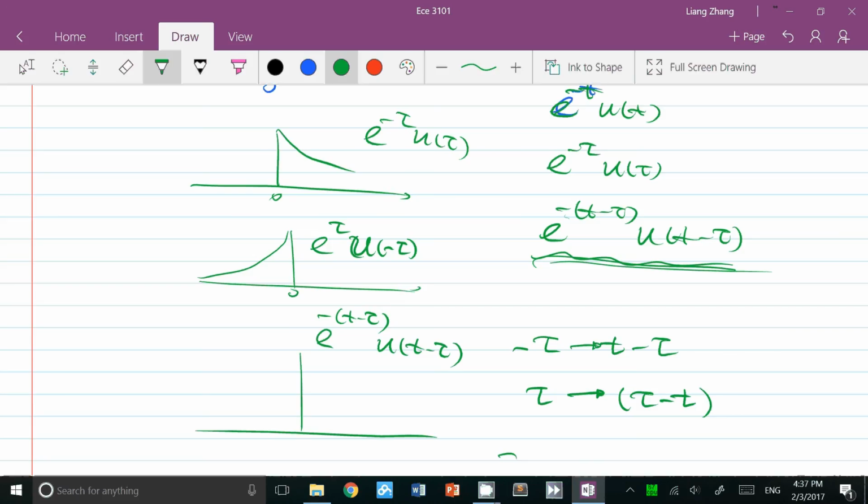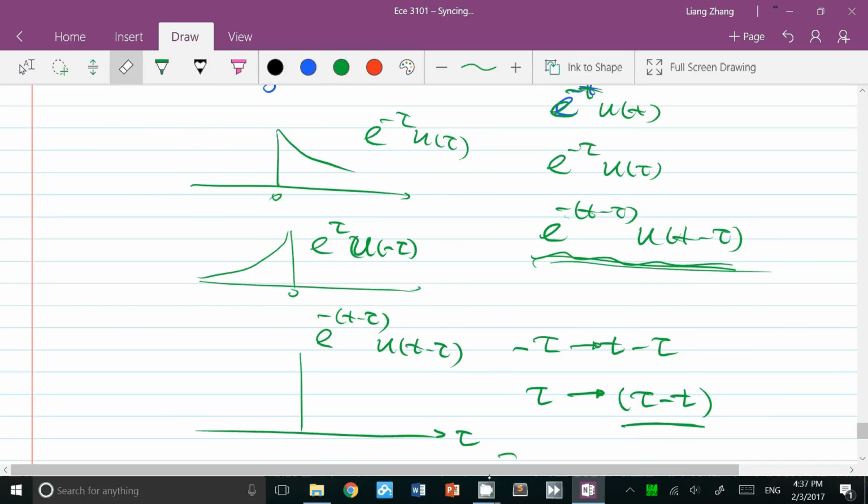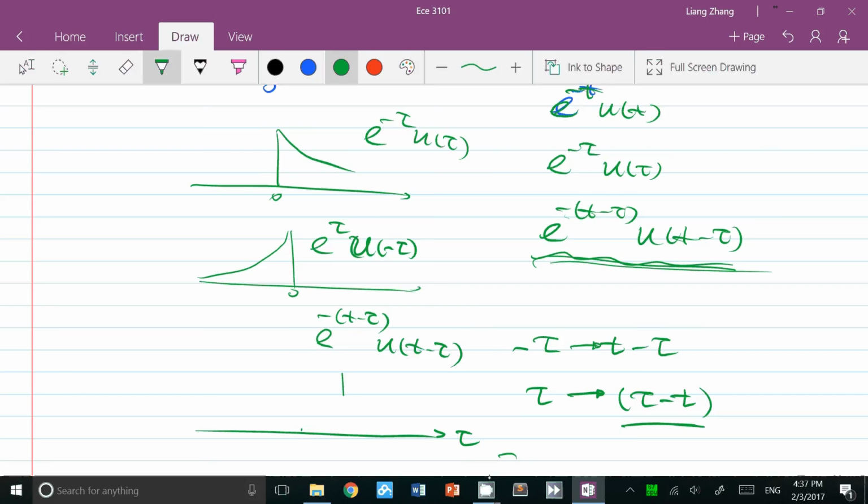This means I need to move the curve right here. So this is the tau axis, and move it to either left or right depending on the sign of t. But I'm going to move it such that this curve will end at tau equal to t. This is where we're going to have this.